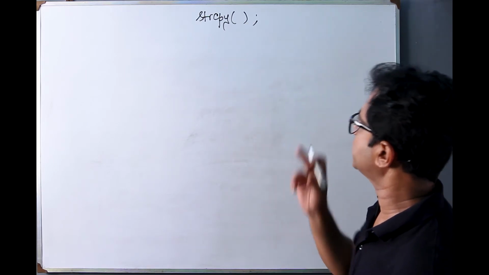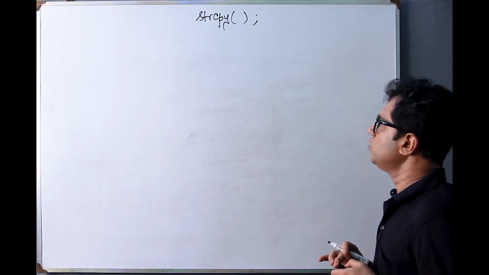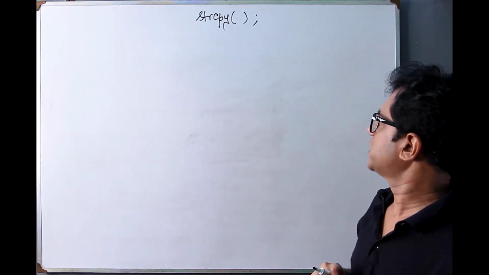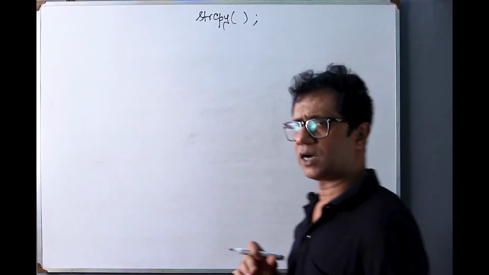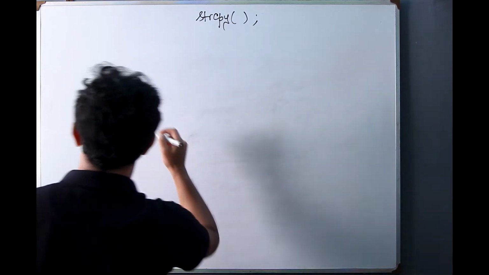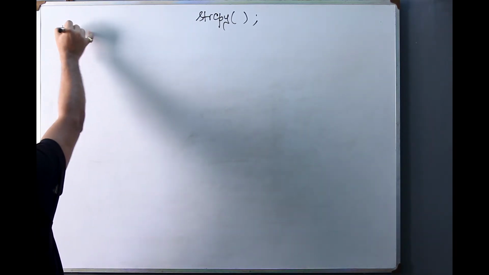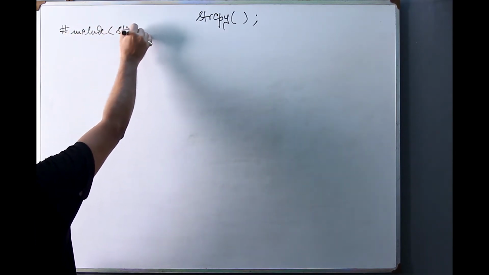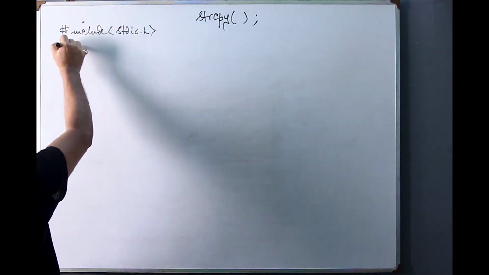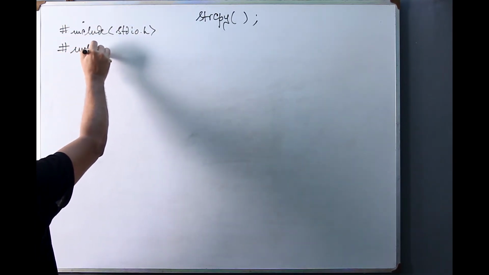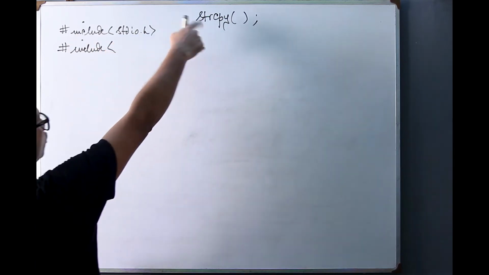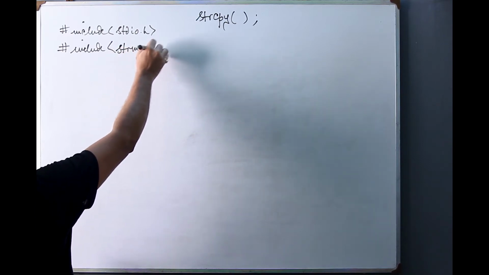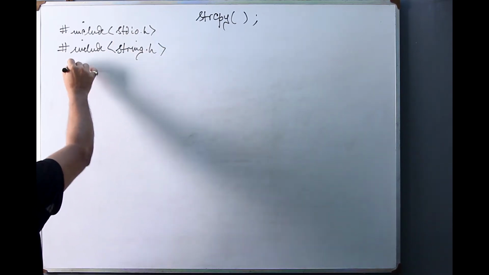So let's get started with writing a sample program, which is quite simple, to let you understand the concept of the strcpy function and how it works. Hash include stdio.h. As you remember, in order to use these library functions, we have to include the header file string.h, and then comes the int main section.